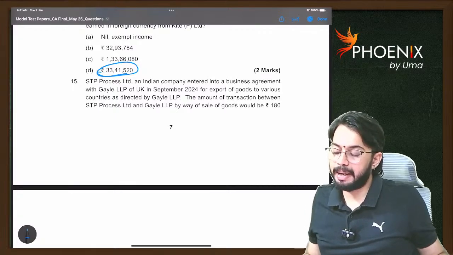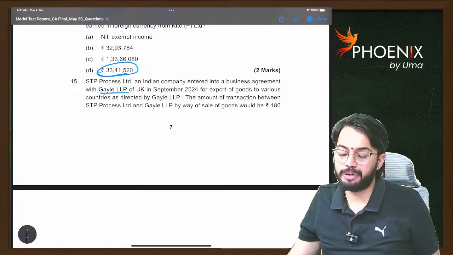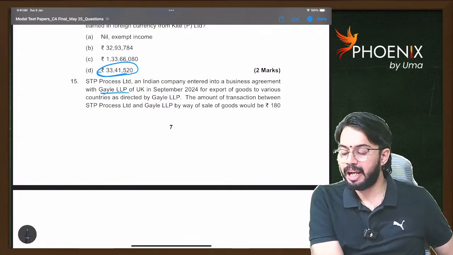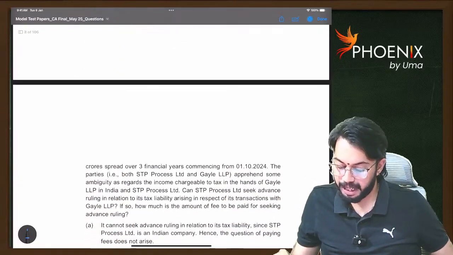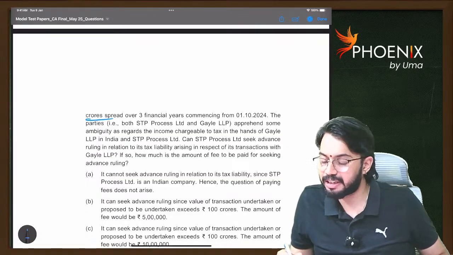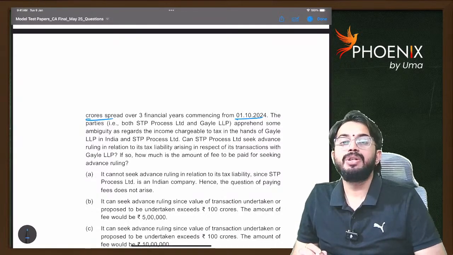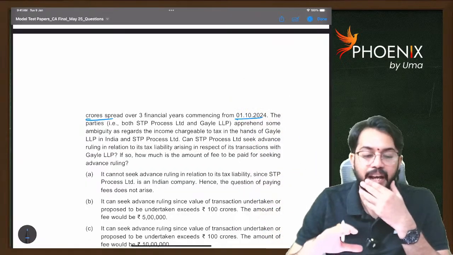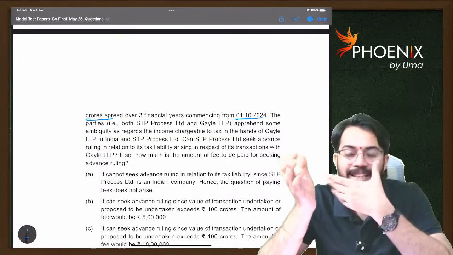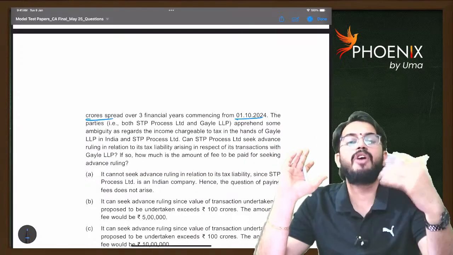STP Process Limited, an Indian company, entered into business agreement with Gale LLP of UK in September 2024 for export of goods to various countries as directed by Gale LLP. Amount of transaction between STP Process Limited and Gale LLP by way of sale of goods would be 180 crores. See, what is the transaction value? 180 crores spread over 3 financial years commencing from 1st October 24. Both parties apprehend some ambiguity. So, like one non-resident and a party in India, both are entering into one transaction. With regard to the transaction with non-resident, there is some confusion. With regard to confusion, they wanted to take advance ruling.